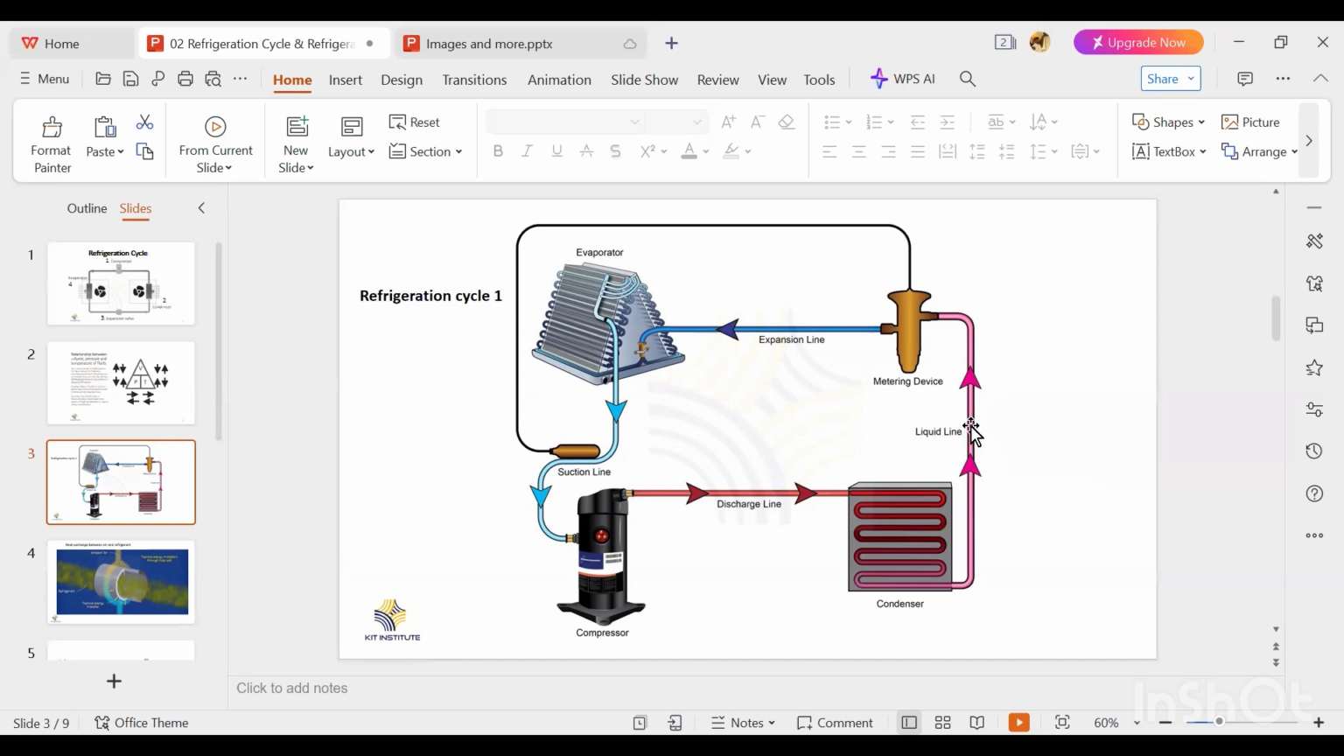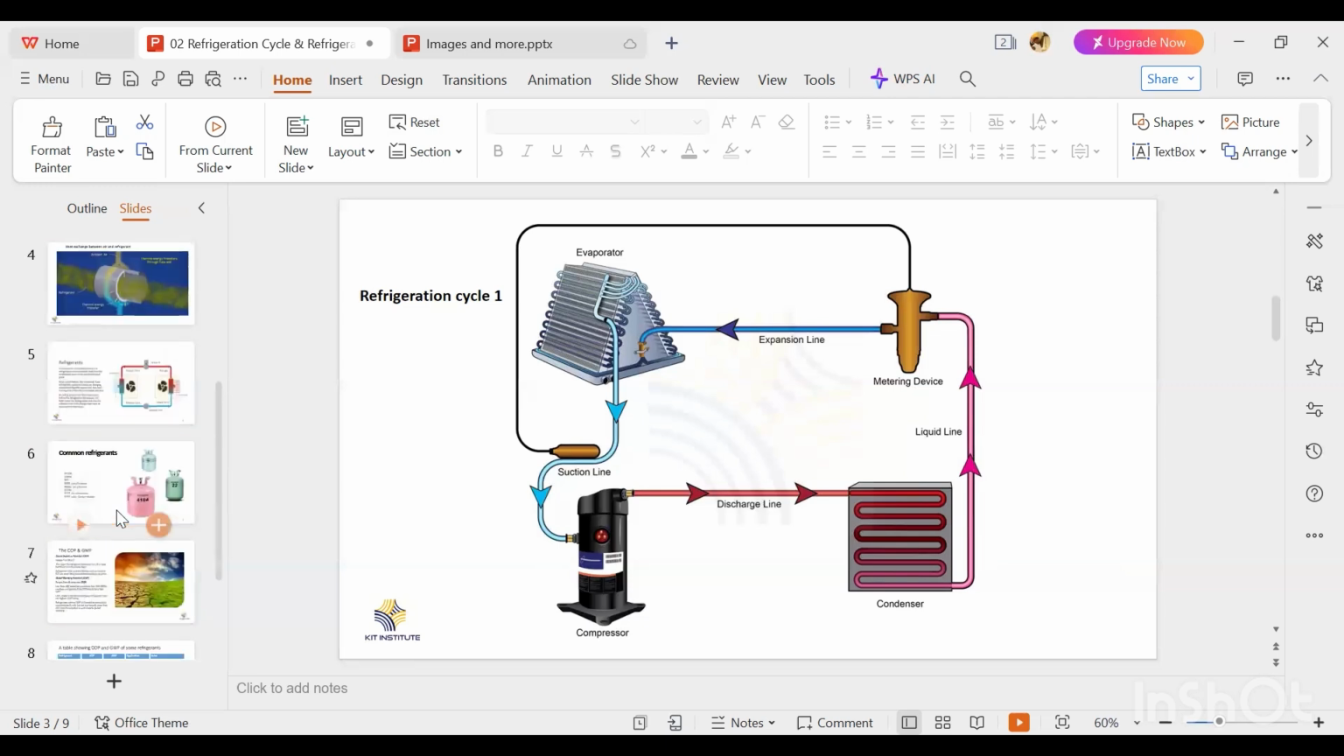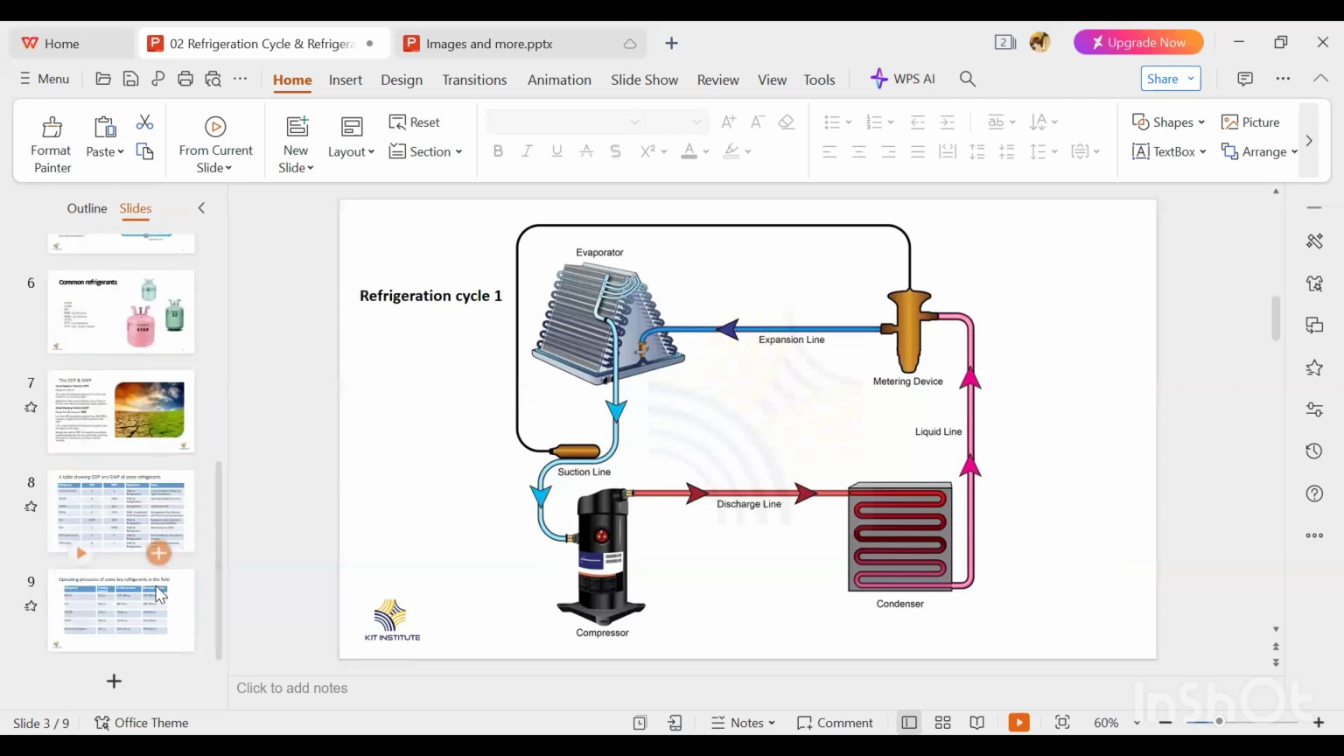So what we do, we measure pressure from this liquid line, after the refrigerant has cooled somewhat through the condenser. If it cools, then the pressure we get on this liquid line is the discharge pressure. We shall see that in detail in future.